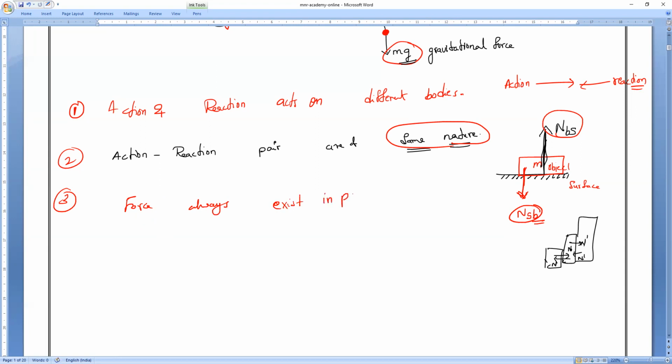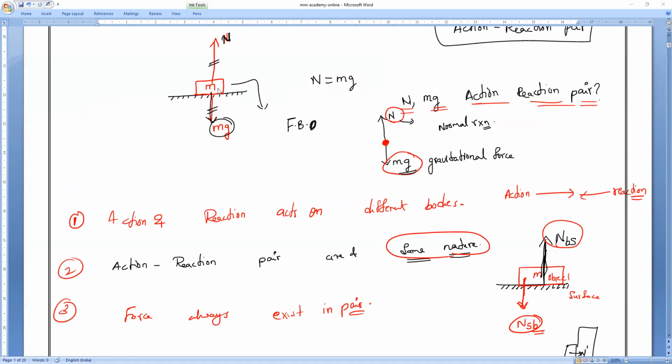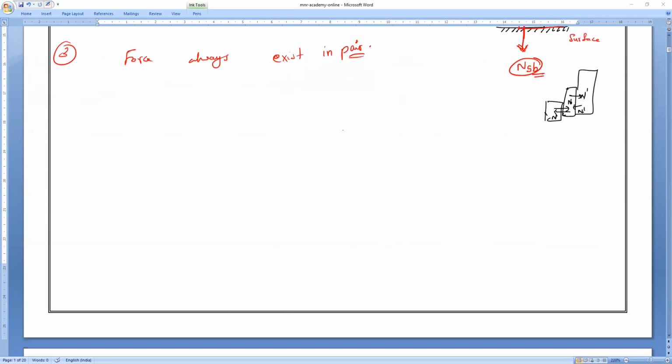Always exist in what? All of you? They exist in a pair. Clear? So individually they cannot be. Now for example, the same diagram I will modify. Then all of you can say it will be considered as Newton's third law.